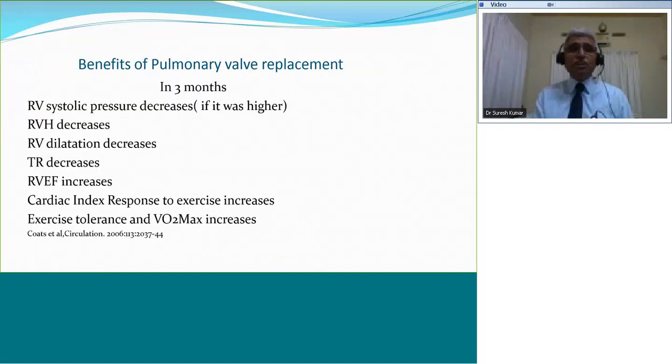And what happens to the right ventricle once you have replaced the pulmonary valve? What you would expect is that the RV systolic pressure would come down immediately if it is higher to begin with. You would expect decrease in the right ventricular hypertrophy as well as dilatation. TR would decrease, the RV ejection fraction would increase, and your cardiac index response to exercise would increase, and therefore there would be a better effort tolerance and better VO2 max in cardiopulmonary exercise testing. So these are the expected benefits of pulmonary valve replacement, and you should be able to see these in 3 months if everything has gone well.